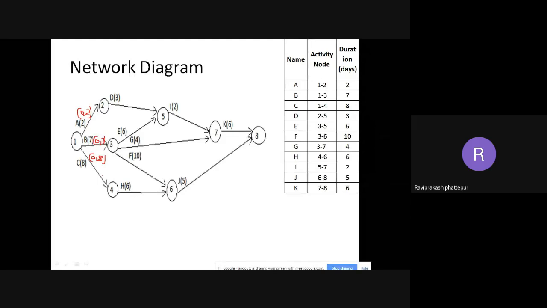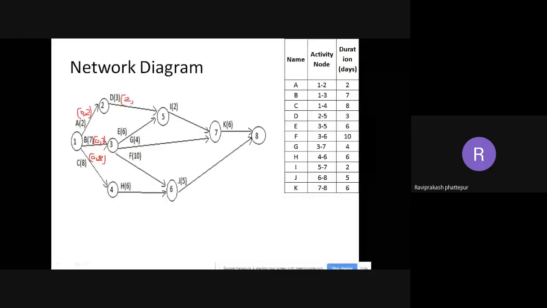It starts after A, and A will finish at 2. Okay, so 2 comma, what is the duration for D? D is 3. So you need to add 2 plus 3. It is 5. Okay, 2 comma 5 is the thing which finishes, like activity D starts at 2 and ends at 5. Okay, so similarly coming to 6, that is E, node 3.